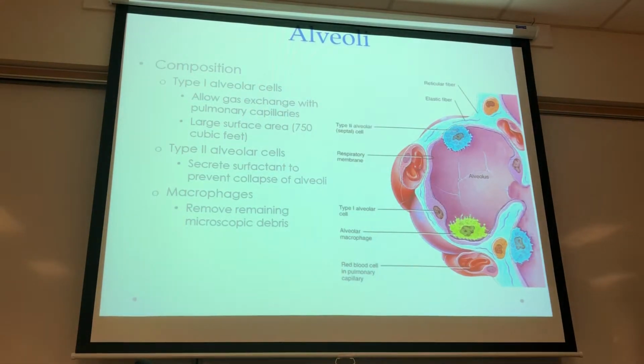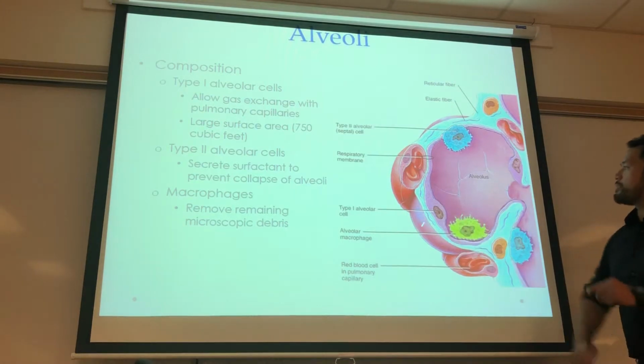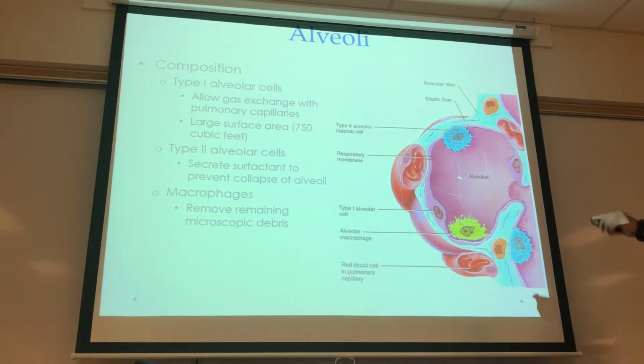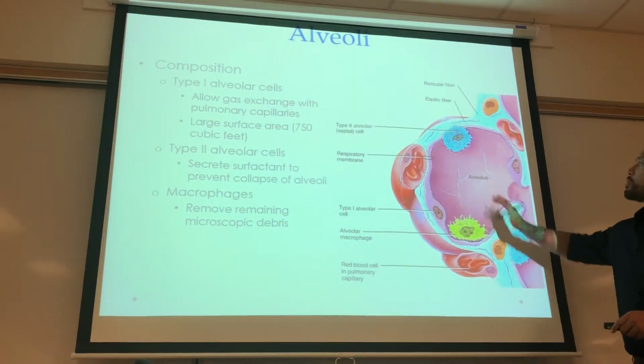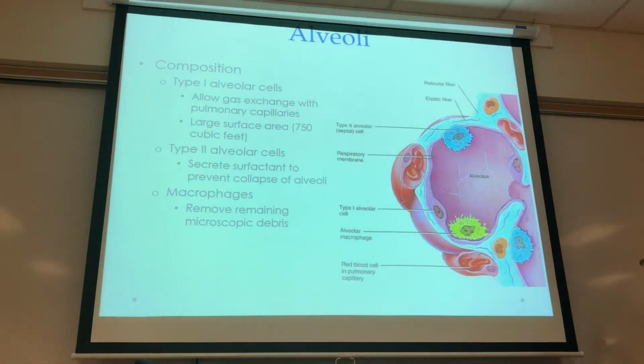Alveoli. Looking at the cellular makeup of the alveoli, you'll see we have type 1 alveolar cells. The type 1 alveolar cells are the actual cells itself. These are the simple squamous epithelial cells that you see that allow for gas exchange to occur. This is the most prominent type of cell because, due to the simple squamous cells, we have the most surface area.